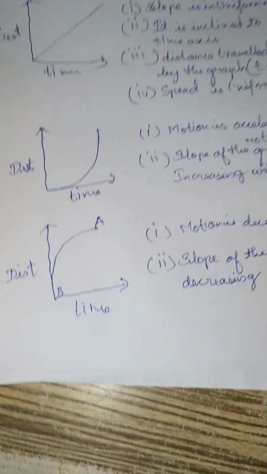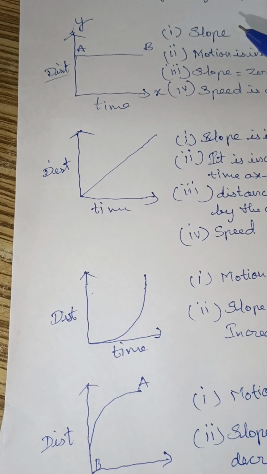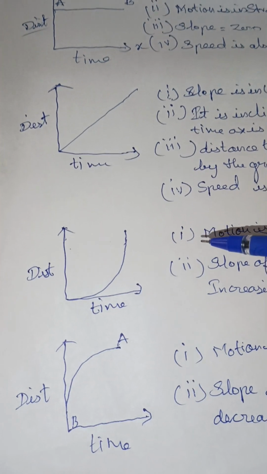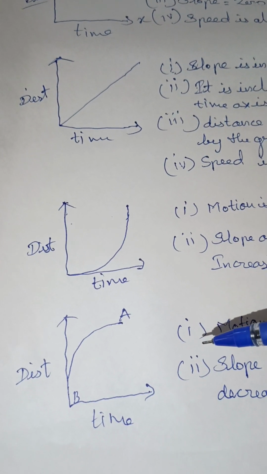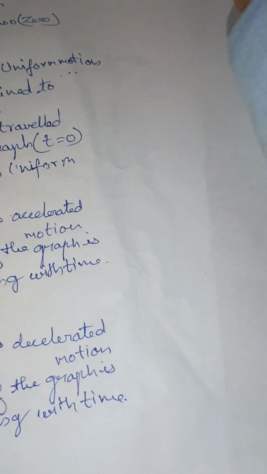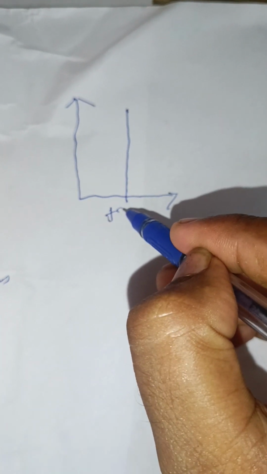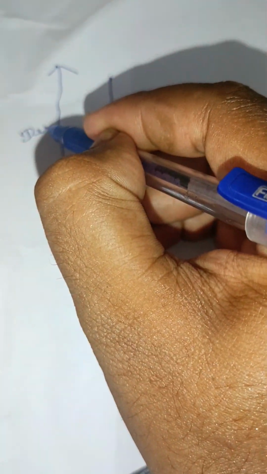I hope you are clear with the four graphs. One is the constant motion, second is uniform motion, third is increasing with time, fourth is decreasing with time. The next graph is not very important, but you can understand it for reference. This is my time component and this is my distance component.